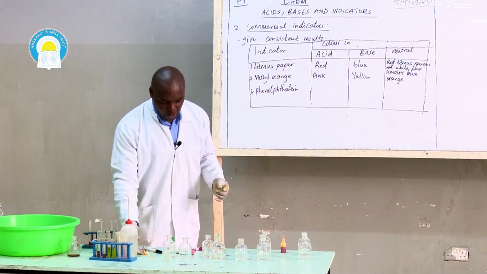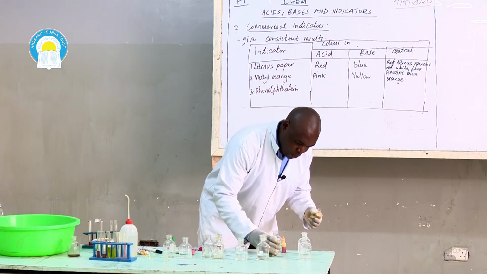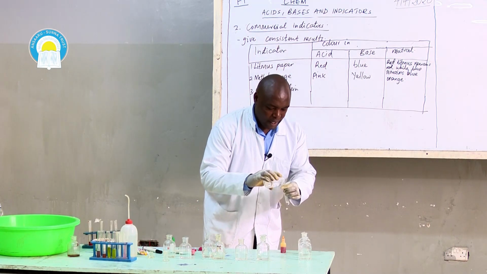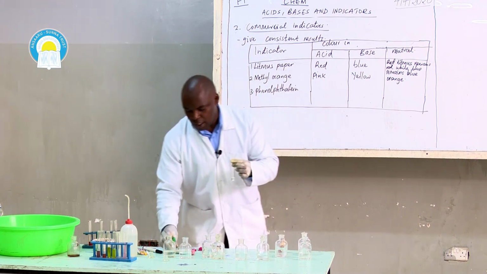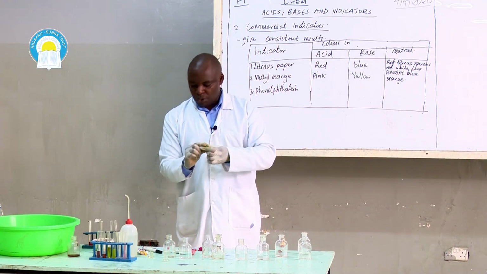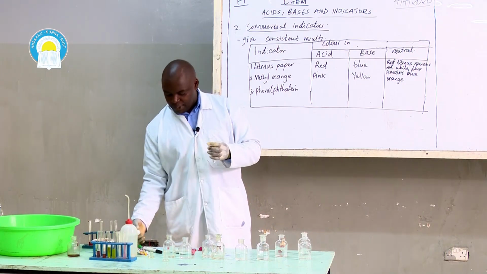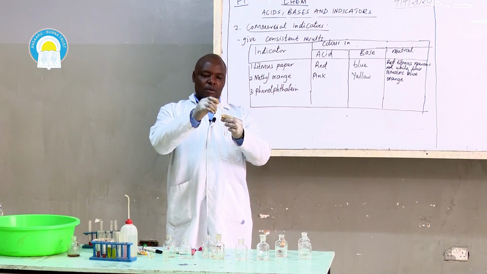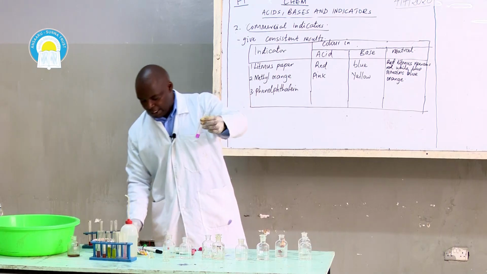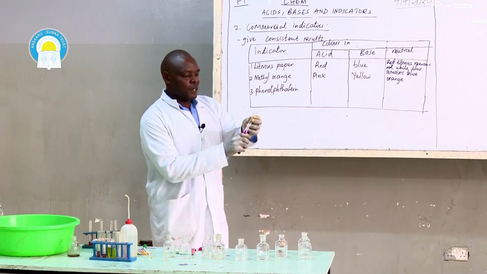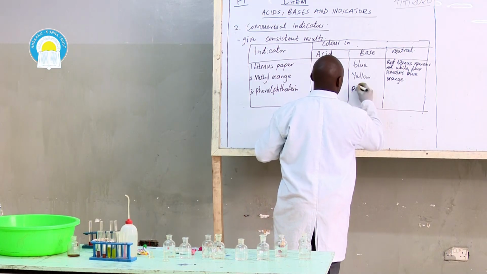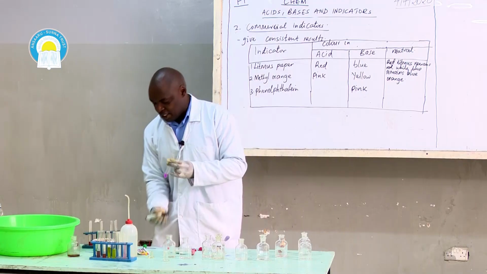Now, let's see phenolphthalein. I'm going to start with ammonia solution, which is an example of a base. So this is phenolphthalein indicator. I'm going to use it to classify the substances here. You can see that phenolphthalein in ammonia solution, which is basic, is pink. Phenolphthalein in a base is pink.